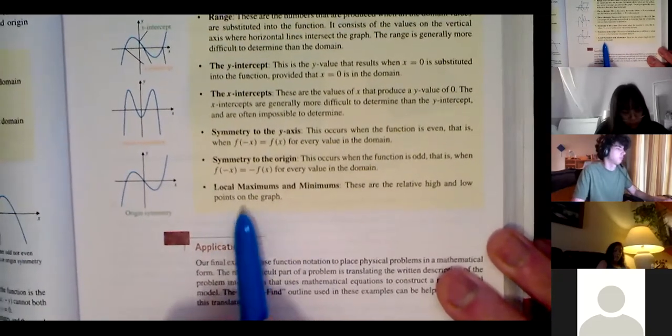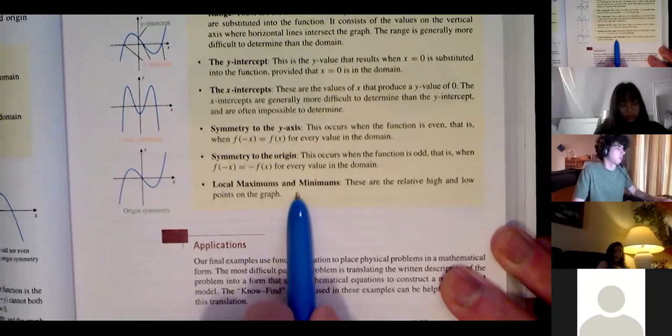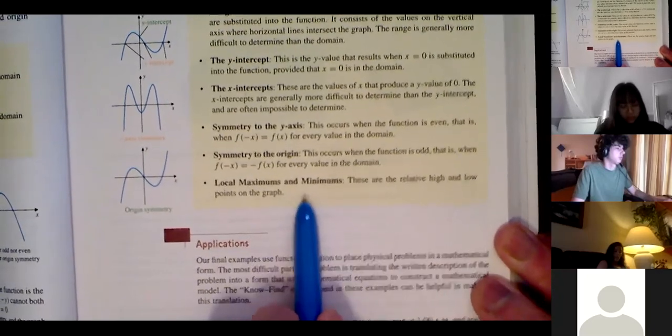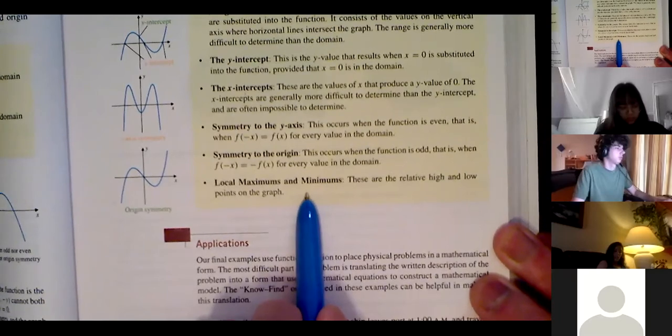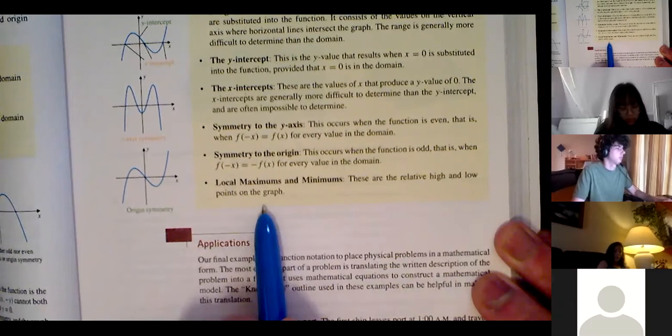Okay. Local maximum and local minimum. You'll get that concept quite a bit when you get to calculus. We're not going to emphasize it too much now, but just to get you set up for when you take calculus next time. Okay. These are the relative high and low points on the graph.